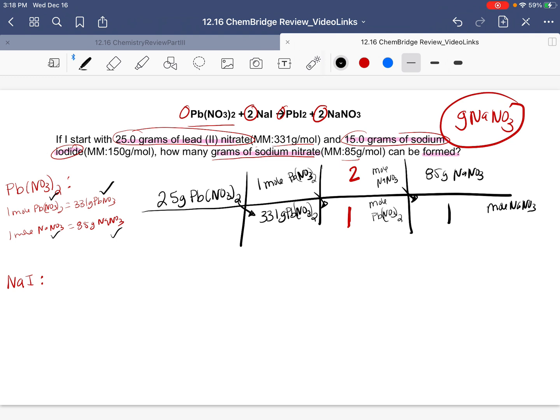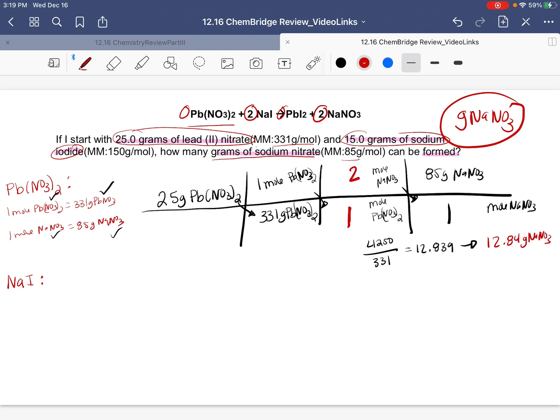So now I have everything set up. I would just have to solve. So I multiply the top values times each other. So I have 25 times 2 times 85, which gives me a value of 4,250. And I'm going to divide that by the values on the bottom, so divided by 331. And once I plug that into the calculator, I get something around 12.839. But I'm going to round that to the second decimal, and it'll be 12.84 grams of sodium nitrate.